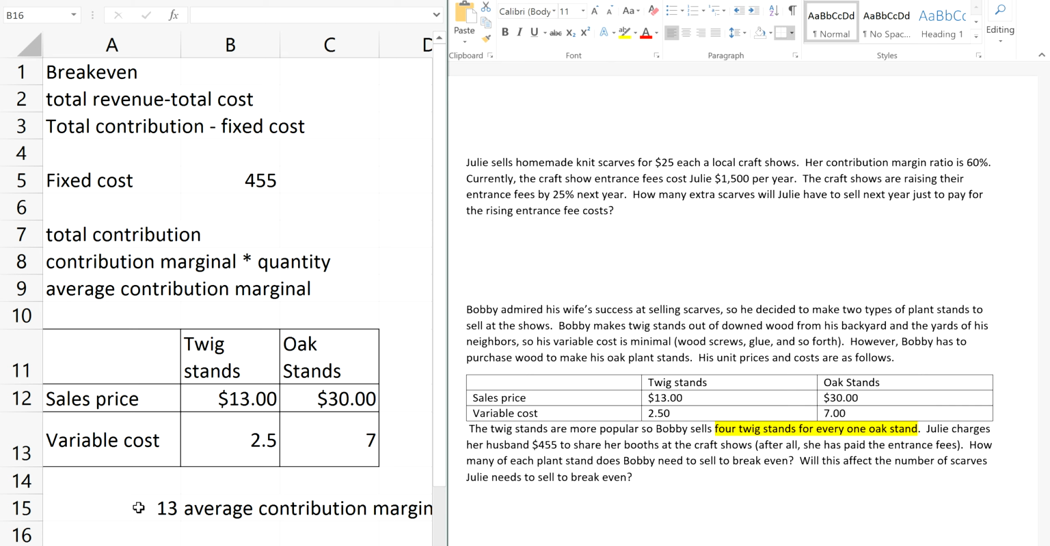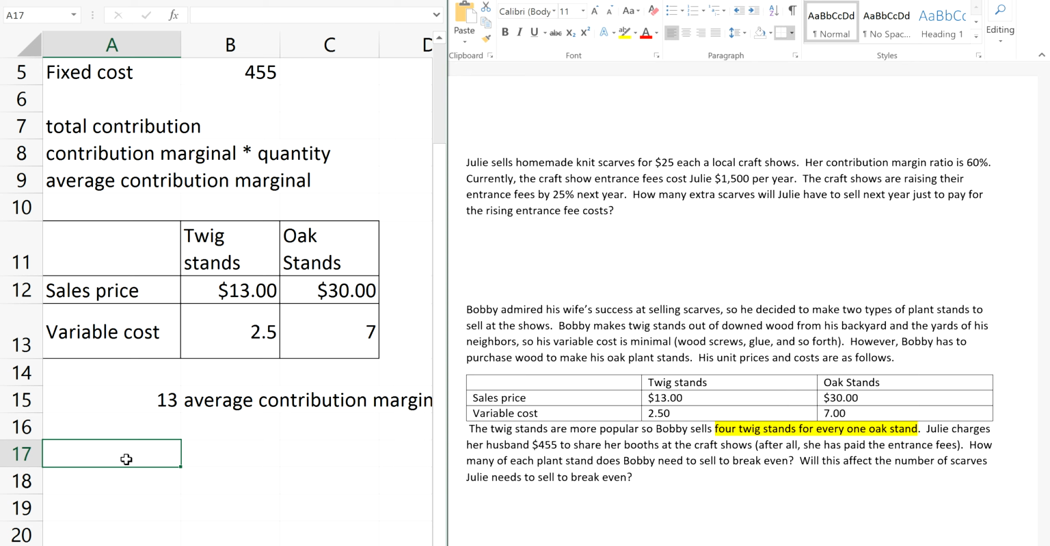So our average contribution margin for every stand we sell is $13. Next we need to find out what our break even is. So for break even, let's type in the formula. Remember what we said: when your total contribution margin, that will be your contribution margin per unit, times quantity minus your fixed cost, this must equal 0.